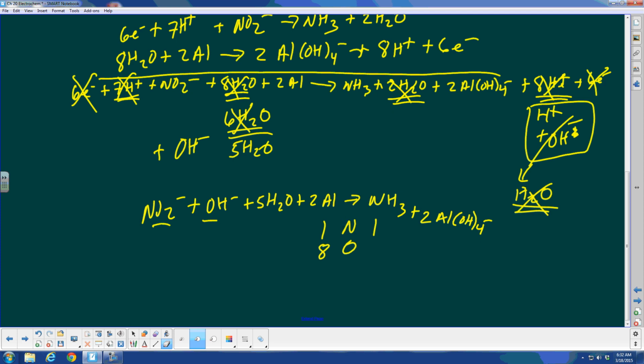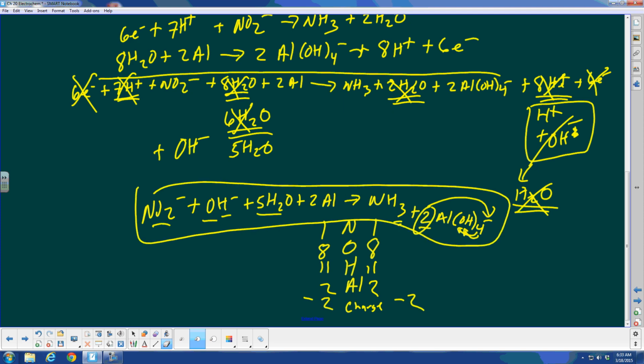And what do I have here? I have 4 times 1 times 2 is 8 oxygens. H's, I have 1 and 10, so that looks like 11 H's. Over here I have 4 times 1 times 2 is 8 plus 3, 11 hydrogens. Aluminums, 2 and 2, and our big checker, charge. Over here I have -1, -2, I have a -2, and over here I have 2 times a -1, so -2. That balances. And notice it is basic.